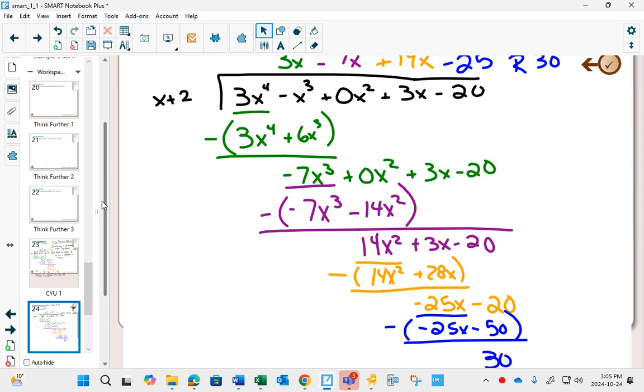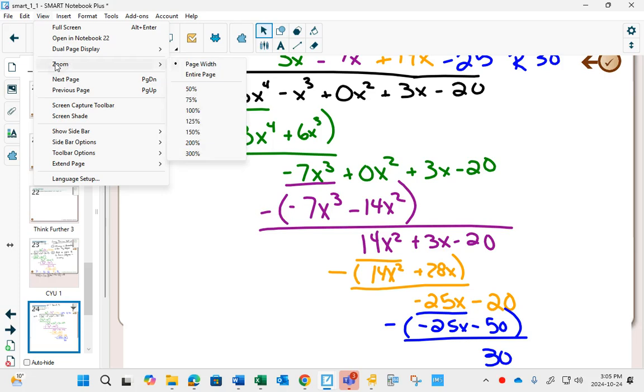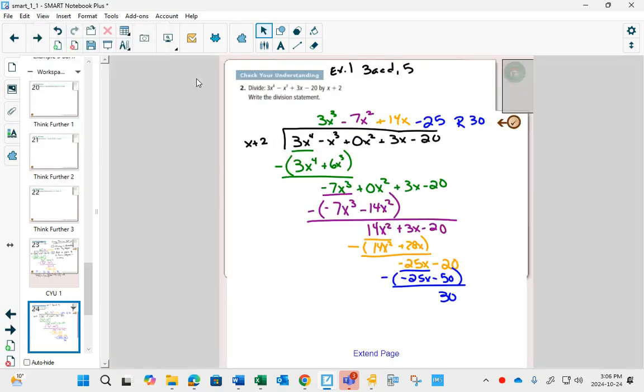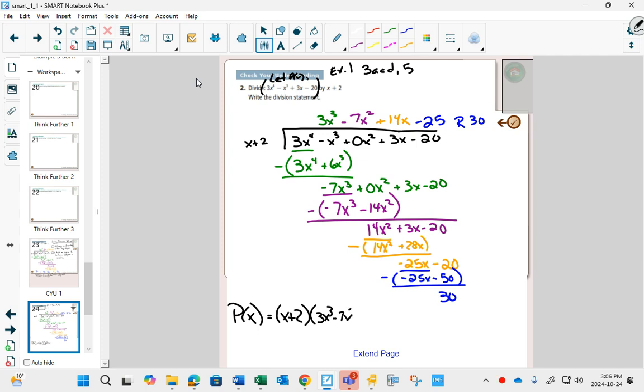Okay. View, zoom, entire page. Remember that p of x equals... that's a good idea. I'm going to write our division statement, but first I'm going to let p of x equal. So my division statement I can go p of x equals the divisor, x plus 2, the quotient, 3x cubed minus 7x squared plus 14x minus 25, and then plus the remainder, which is plus 30.